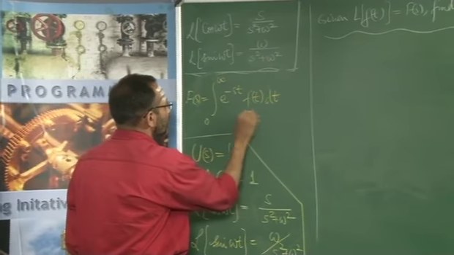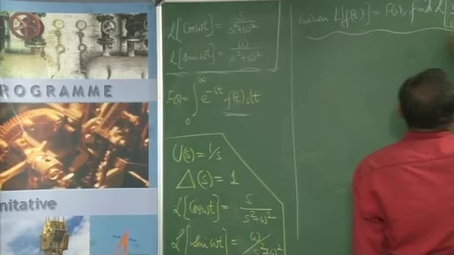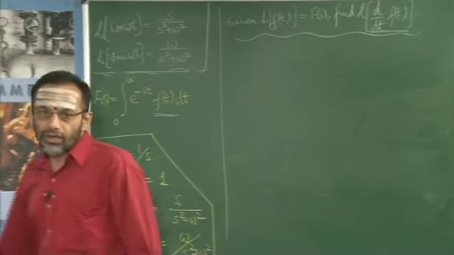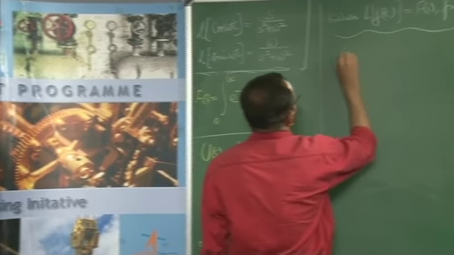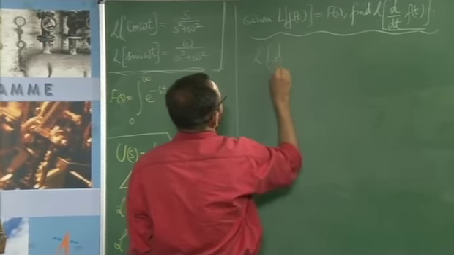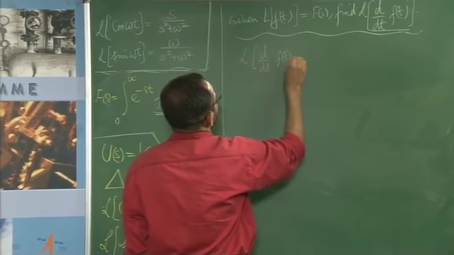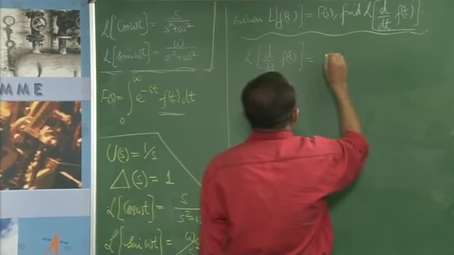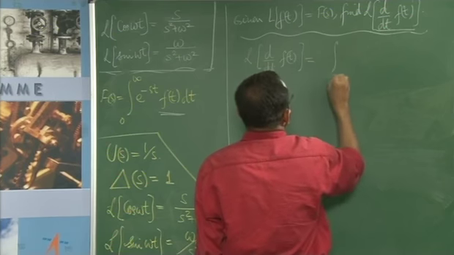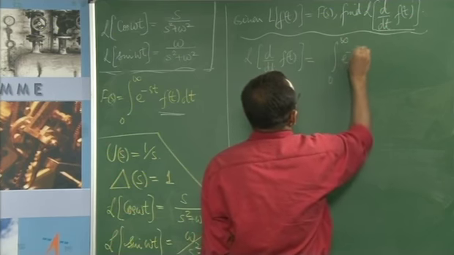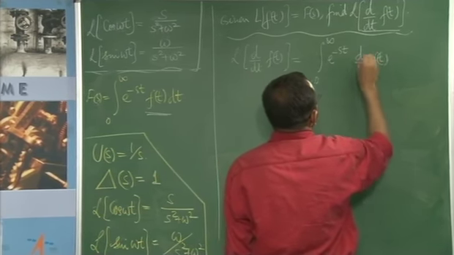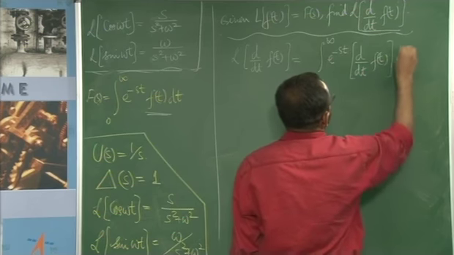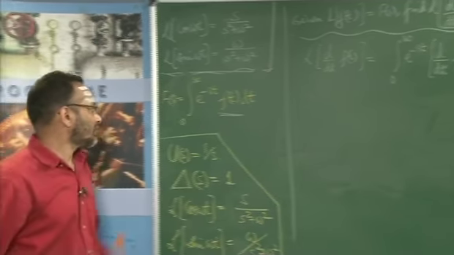Now, instead of f of t, you will see that you have d by dt of f of t. That is the only thing. It is a simple exercise. Let us do that now. Laplace transform of d by dt of f of t is integral 0 to infinity e to the power of minus st d by dt of f of t dt. Straightforward. Instead of f of t, I am writing d by dt of f of t.